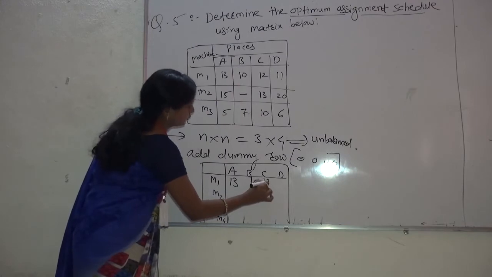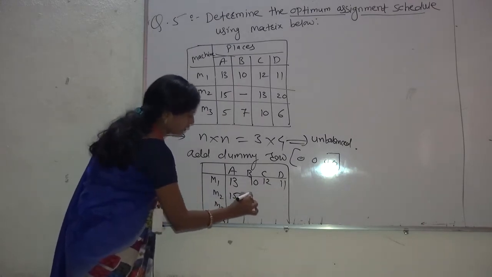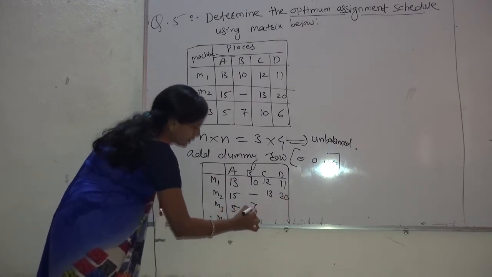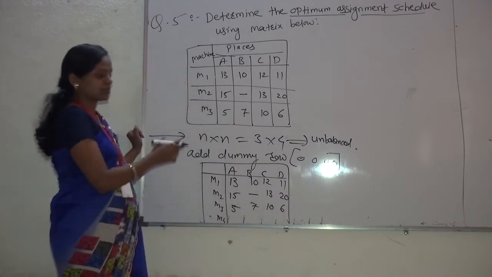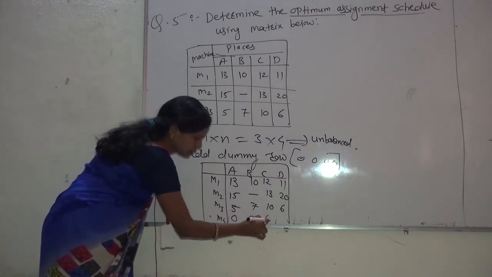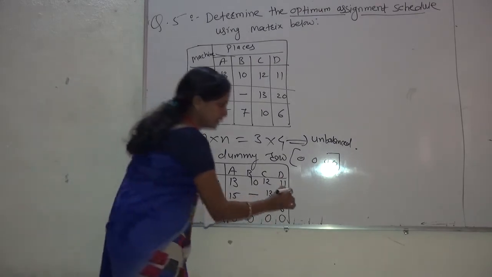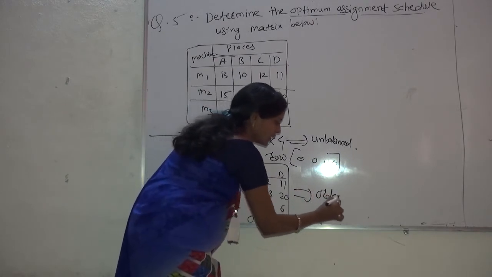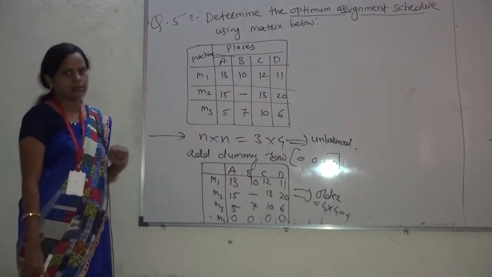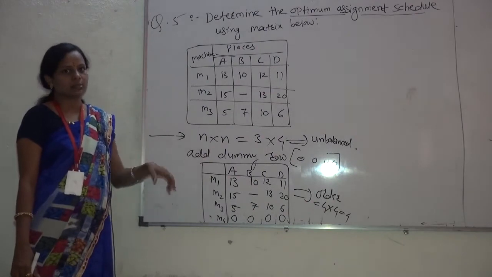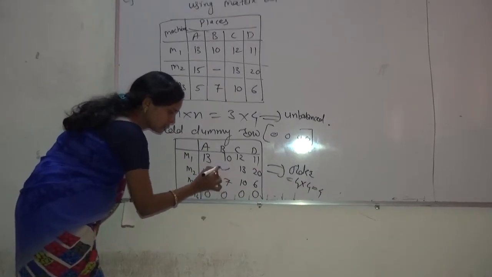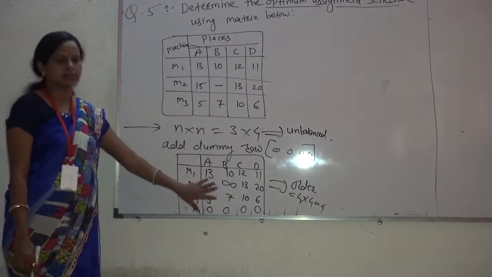13, 10, 12, 11, 15, this dash, 13, 20. 5, 7, 10, 6 and the last, our dummy row, means our adjustment is 0. So this is 0, this is 0, this is 0, this is 0. Now we get the order become 4 by 4, 4 by 4. It is balanced, and one of the entries, the dash, is replaced by infinity. So dash is replaced by infinity. We get this reduced matrix.